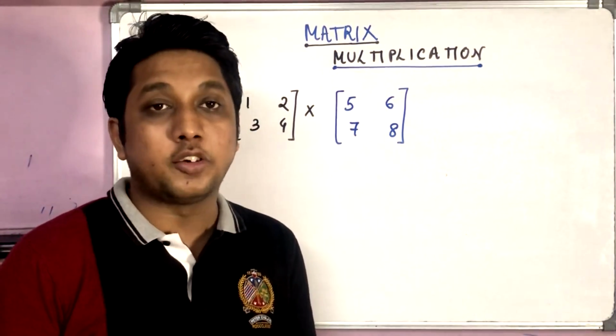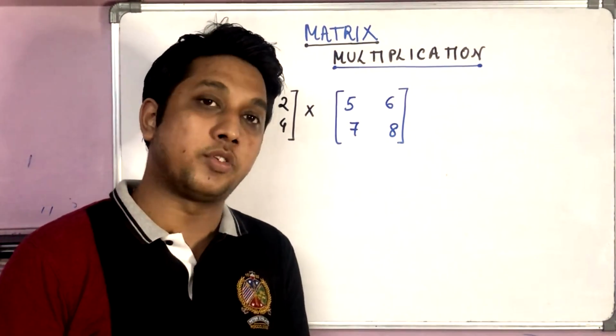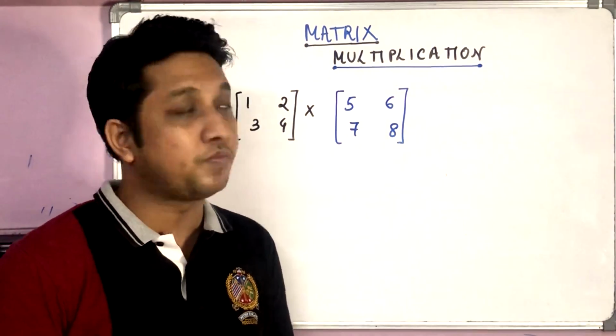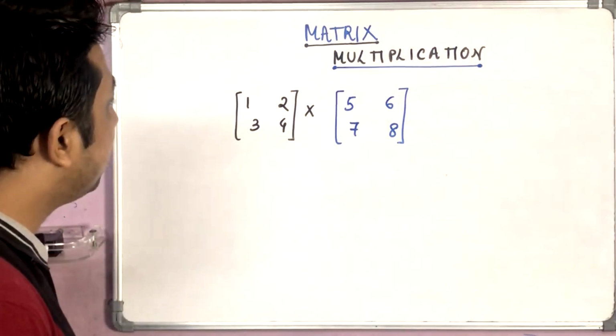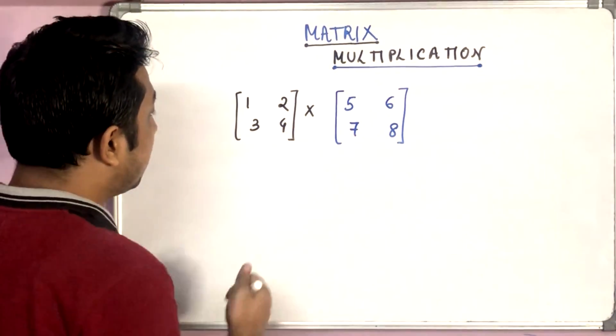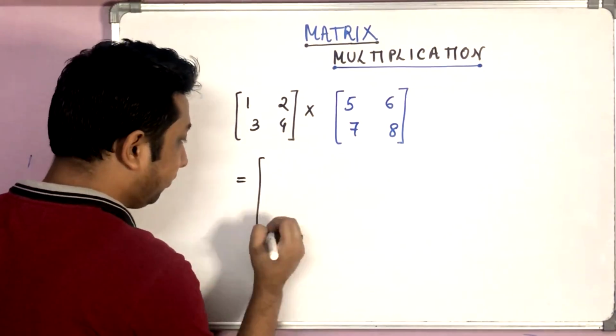We have already seen the traditional way of multiplying two 2 cross 2 matrices. Now let's look at the fastest and most efficient way of multiplying these matrices. So we have two matrices here, both of them of the order of 2 cross 2: 1, 2, 3, 4 and 5, 6, 7, 8. Now how do we multiply them?